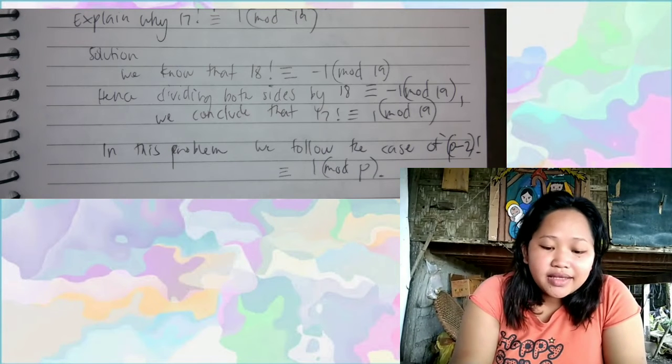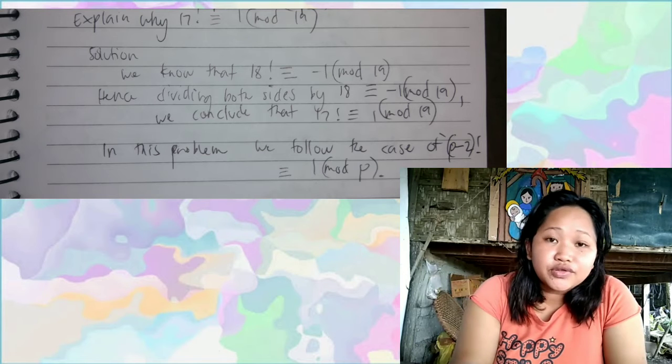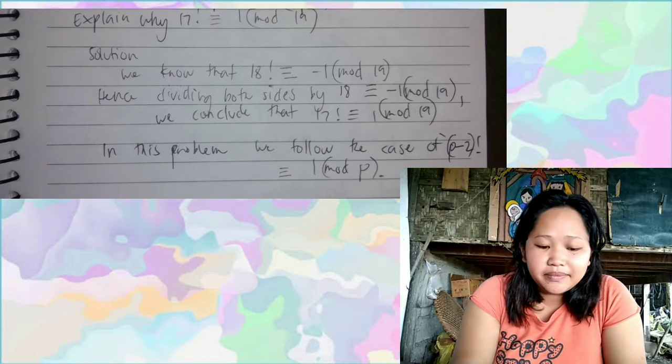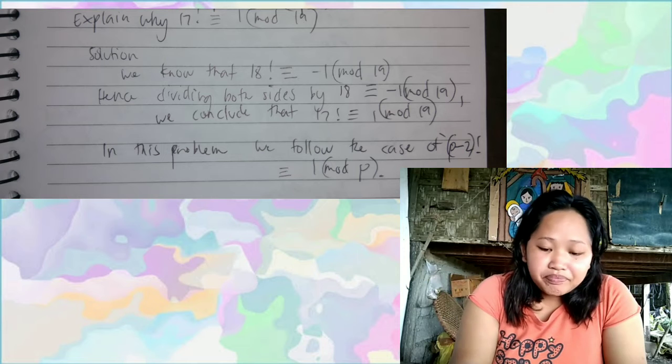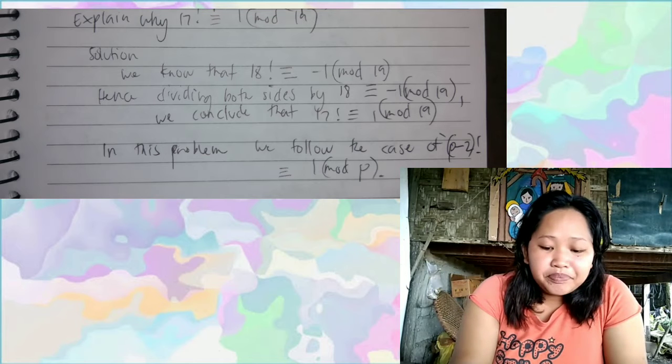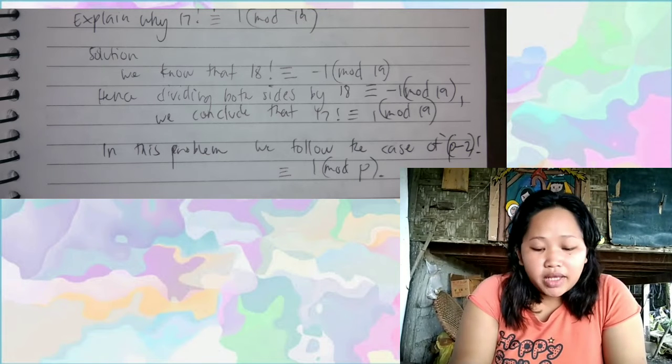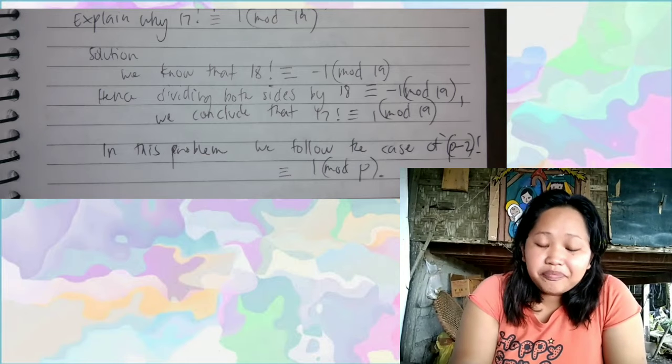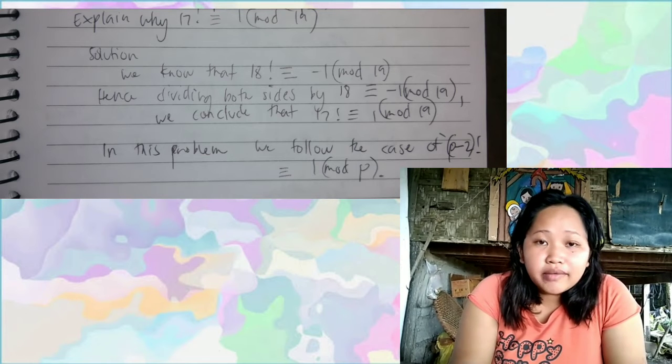We know that 18 factorial is congruent to negative 1 modulo 19. Hence, dividing both sides by 18, which is congruent to negative 1 modulo 19, we conclude that 17 factorial is congruent to 1 modulo 19. In this problem, we follow the case of (p minus 2) factorial is congruent to 1 modulo p.